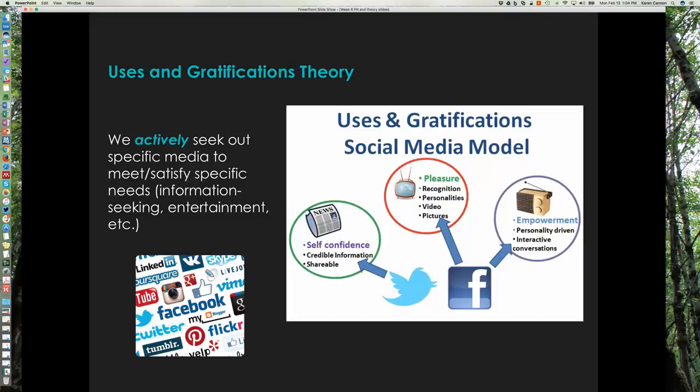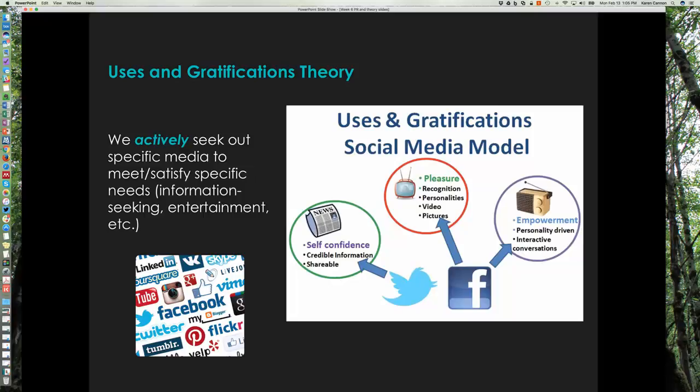So I watch The Walking Dead, and I also follow the Twitter feed related to that while I'm watching. So I actively seek out Twitter and social media while I'm watching television, while I'm watching The Walking Dead. And so there are different things that we seek out from different media. We use certain media to gratify certain desires.